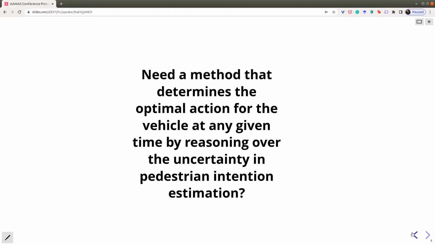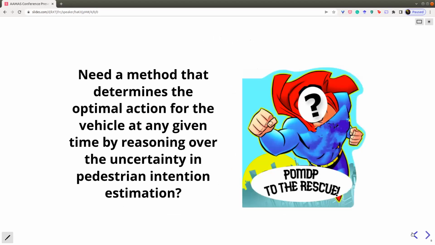So, to drive near pedestrians safely and efficiently, an autonomous vehicle must be able to reason over the uncertainty in pedestrian intention estimation and consider the long-term effects of immediate actions. POMDP planning provides a systematic approach to achieve these objectives. Partially observable Markov decision process, or POMDP in short, is a mathematical framework for optimal decision making in the presence of various types of uncertainty.